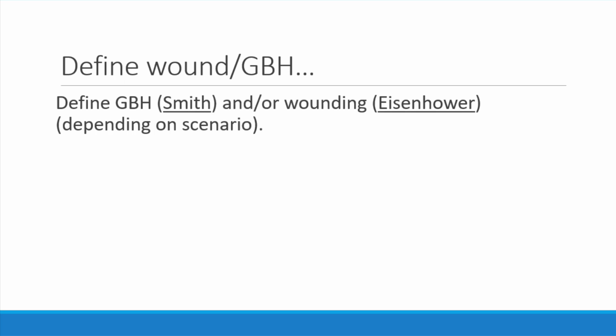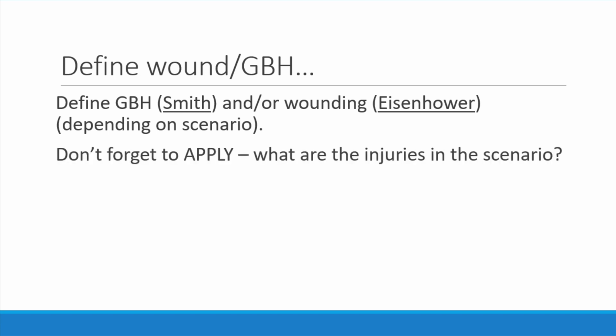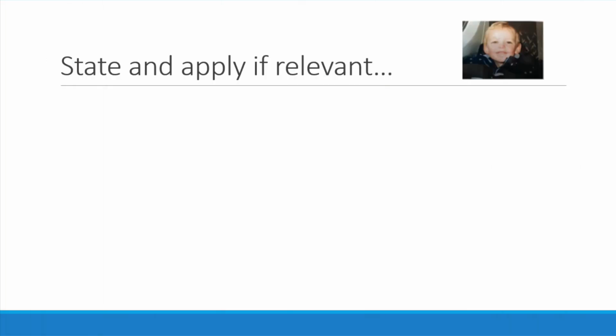Then you will need to define GBH and or wounding as we have done above, and then don't forget to apply it to the people in the scenario. What are the injuries they've suffered and why is it that you have chosen these offences?